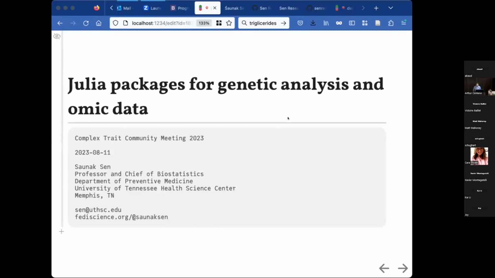I want to emphasize that with Harper's work, that is like 5 or 6 weeks worth of work by someone who did not know any Julia before she started. So it says a lot about what she accomplished. And it also tells you a little bit about what I'm going to talk about, which is Julia packages for genetic analysis and omic data. I want to emphasize that it is very easy to learn, and that is one of the things that was attractive to us.